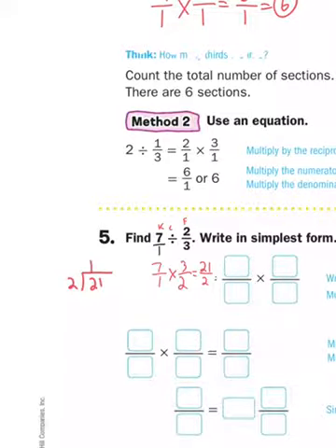2 goes into 21 10 times, which is 20. Subtract, 1. Remember how to get the mixed number? Our answer is 10 and 1/2. So 7 divided by 2/3 is 10 1/2.